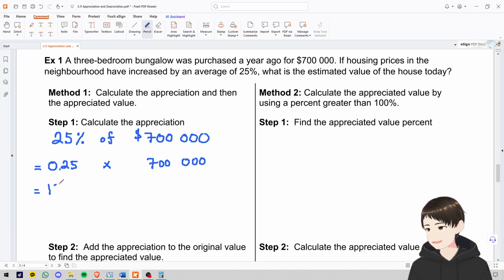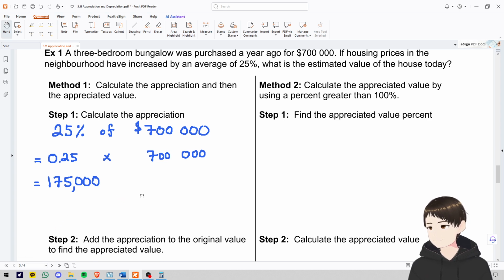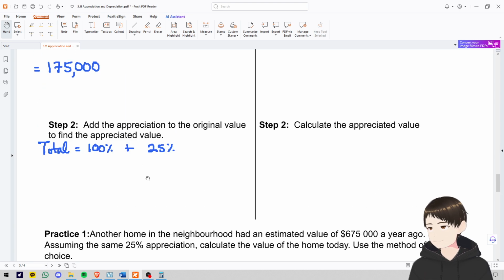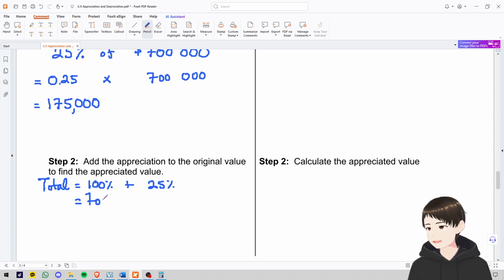Ooh, 175,000. That's how much it appreciated by. Step 2 is add the appreciation to the total. So the total equals the original 100% plus the extra 25%, which is calculated as 700,000 plus 175,000, giving me 875,000.